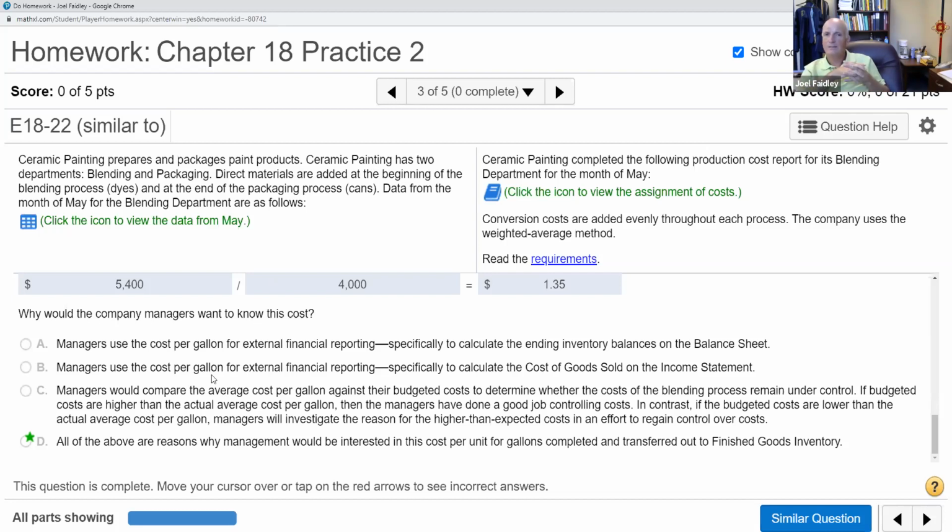When we get into this last module in chapter 19, we start talking about cost, volume, profit analysis. Now that truly is internal decision-making type stuff. But even though it's managerial accounting, it is related to external financial reporting.